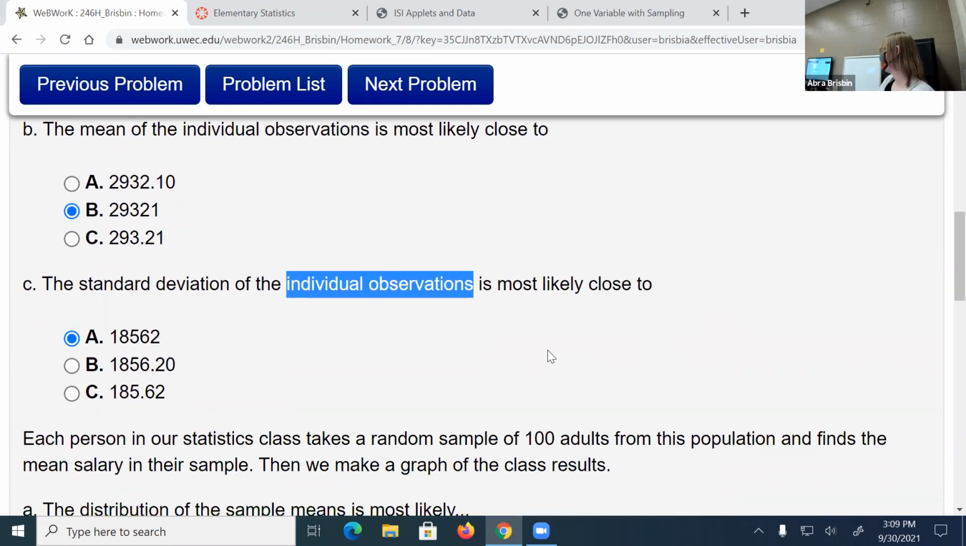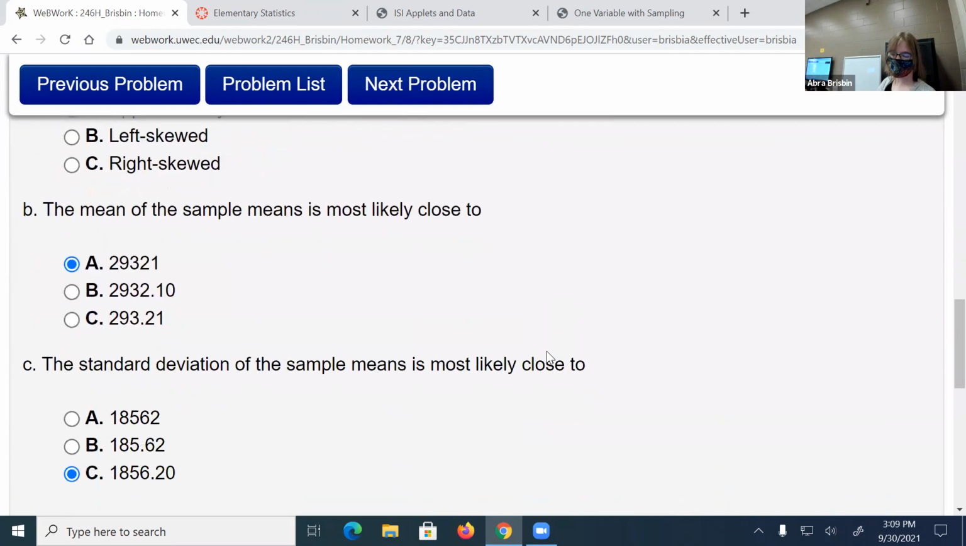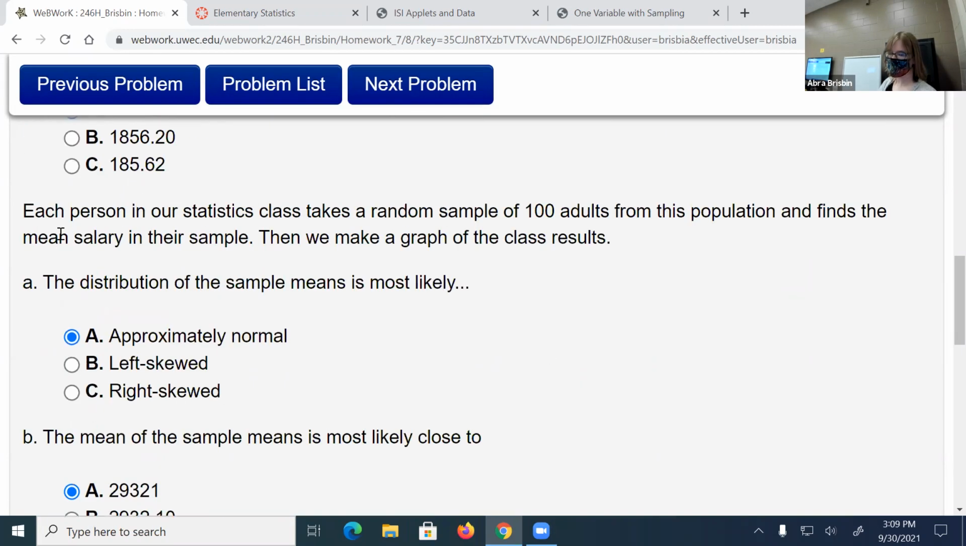That's different from part C. So here, each person in our statistics class takes a random sample of 100 adults and finds the mean salary in their sample. That's talking about each one of us finds 100 people and takes their average salary. In that case, each of these dots is no longer the salary of one person. It's now the mean salary of 100 people.